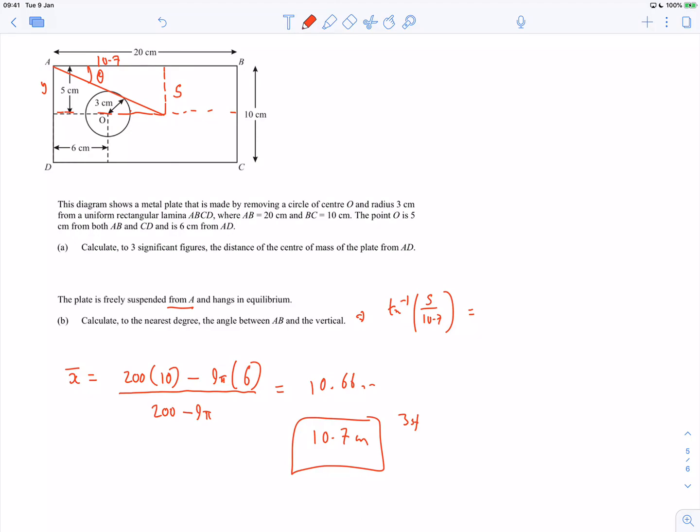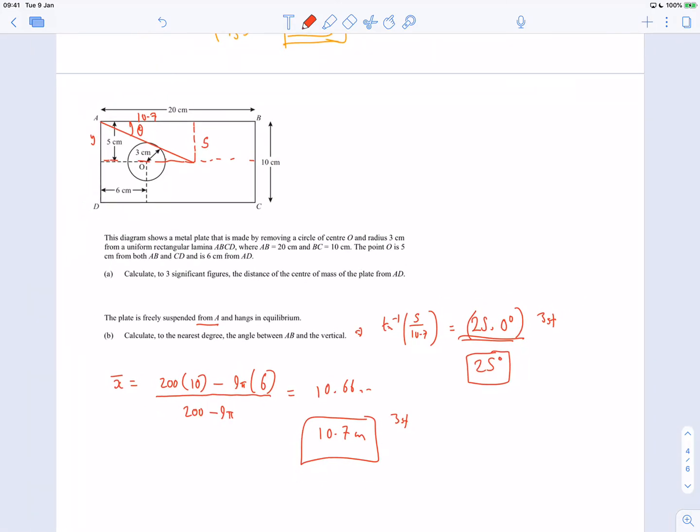So that's easy enough to do. Shift inverse tan of 5 over 10.7. So that is going to be 25.0 degrees to 3SF. So to the nearest degree, it's 25.